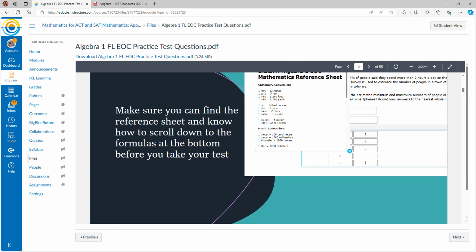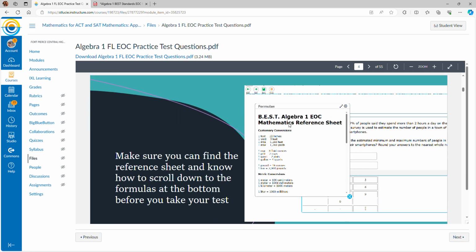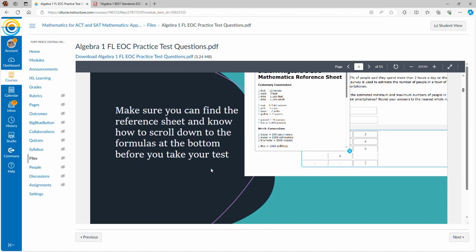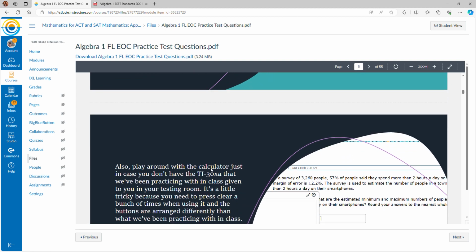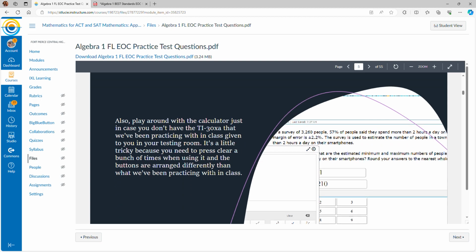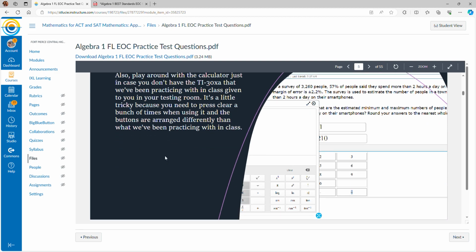Make sure you know how to find the reference sheet online, how to pull up the calculator online. For right now, you should be using your reference sheet in your packet all the way through your test. Make sure you're comfortable using the calculator. Let's see.